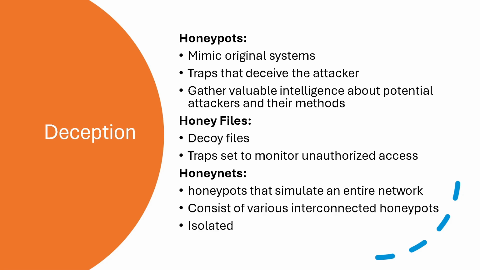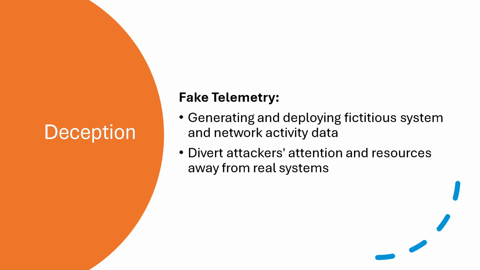They are isolated from the main network, making the main network safe from any attacks that the attackers use. Fake telemetry. Fake telemetry involves generating and deploying fictitious systems and network activity data to deceive the attackers. This technique can mislead attackers and make it more challenging for them to distinguish between legitimate and decoy systems.